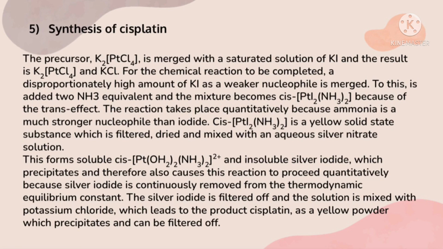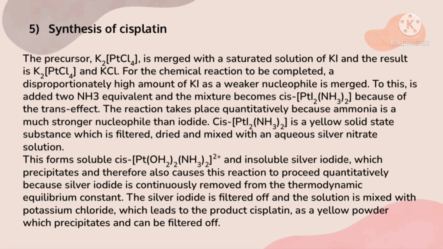Next, we move on to the synthesis of cisplatin. The precursor K2PtCl4 is mixed with a saturated solution of KI, and the result is K2PtI4 and KCl. For the chemical reaction to be completed, a disproportionately high amount of KI, a weak nucleophile, is added. Then NH3 is added, and the mixture becomes cis-PtI2(NH3)2 because of the trans effect. The reaction takes place quantitatively because ammonia is a much stronger nucleophile than iodide.